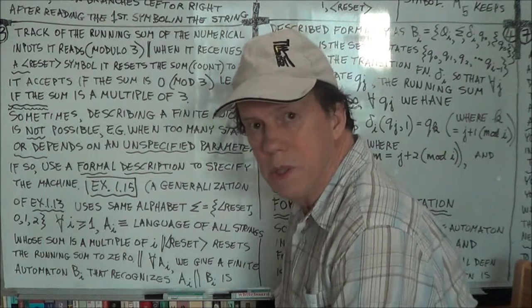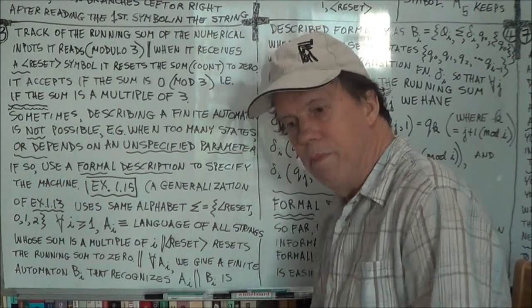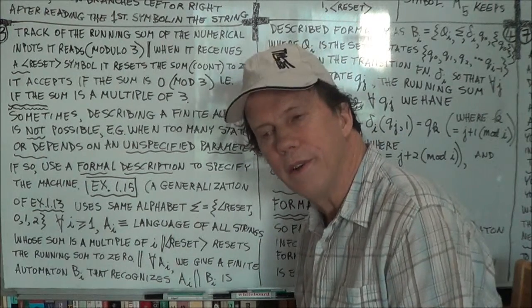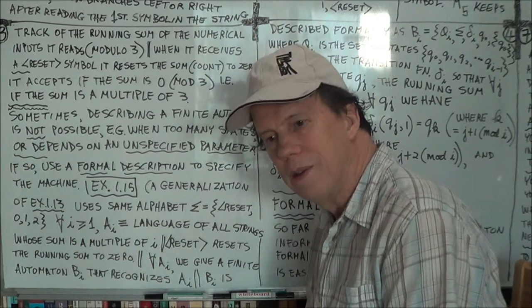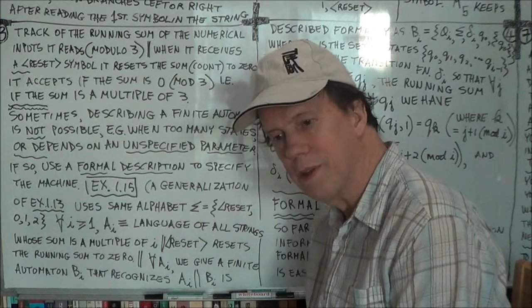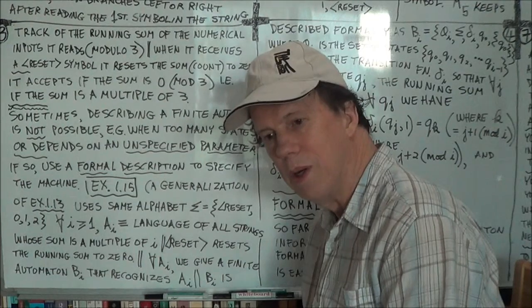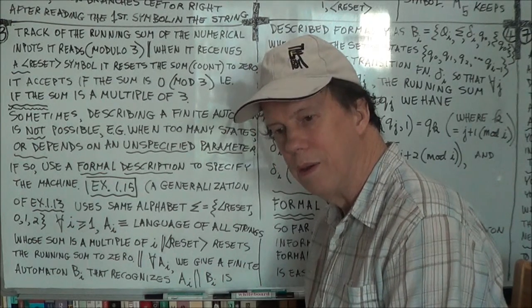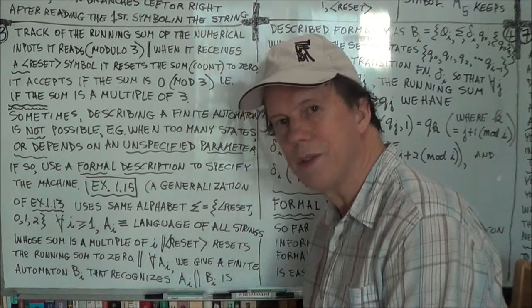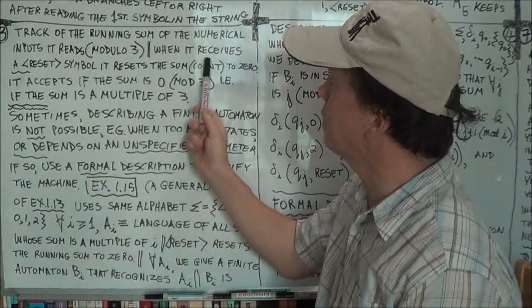So what you need to do is be the automaton yourself and experiment. Put in strings that consist of the 4 symbols, reset, 0, 1, 2, and check that it does what it claims to do.